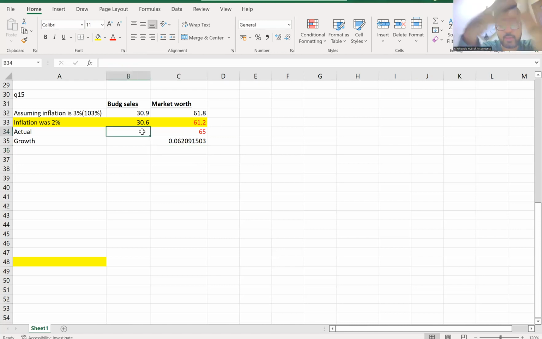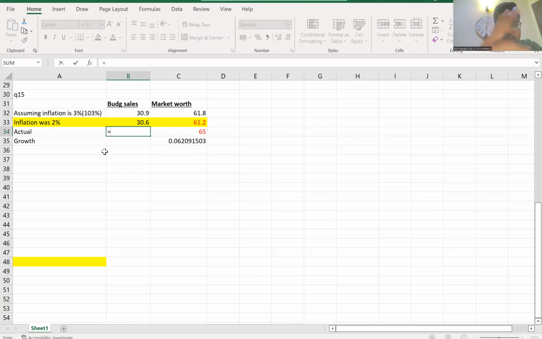Okay. Now, what should be the budget for sales? Actually, what sales revenue figure should we use? Now, your budget was 30.6 million. Initially, it was 30.9 and 61.8, but you assumed that inflation is 3%. They were made at 103. But inflation was 2%, so you updated your budget at 102% and the market. Actually, market was 65. That means it's up by 6.2%. So what figure should be used for sales? Now, since market has grown from 61.2 to 65, 6.2%, your sales reasonable figure should also grow by 6.2%.